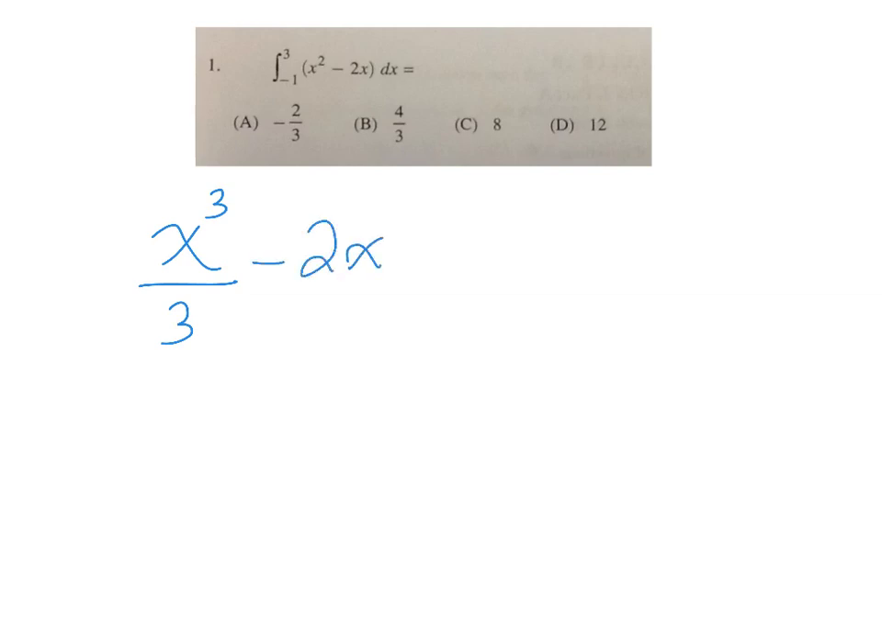I'm going to again add 1 to the exponent, x squared, and divide by the new exponent. These two will cancel out. Then we're going to take that whole thing and evaluate it from -1 to 3.